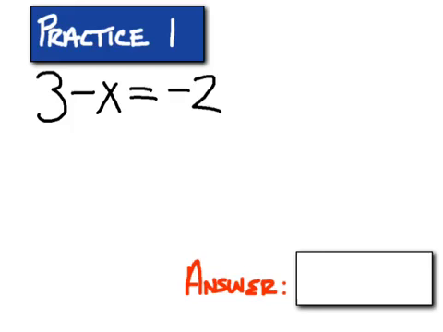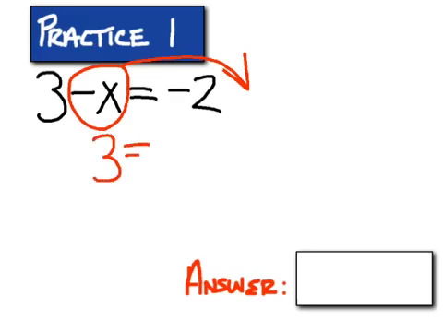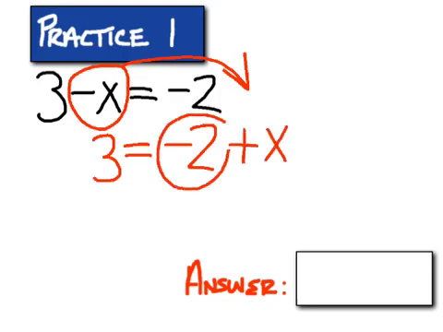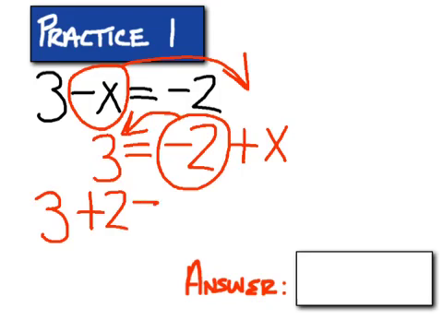Okay, practice problem number 1. Back to the practice problem, we had 3 minus x is equal to negative 2. Alright, first step. Take your negative x, move it to the opposite side. We want to make that positive. So we have 3 left on the left side. On the right side, we have negative 2 plus x. Next step, we want to take our negative 2, move it to the left side. When we move our negative 2, it's going to change it into a positive 2. Anytime you switch sides, you are going to switch the sign. So 3 plus 2 is equal to x. Answer should be 5.